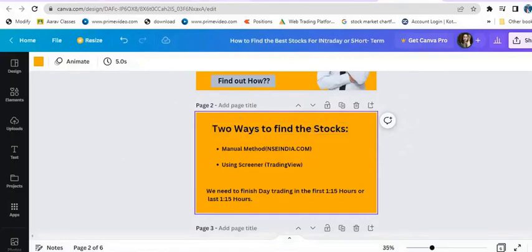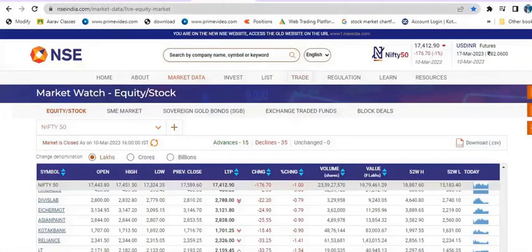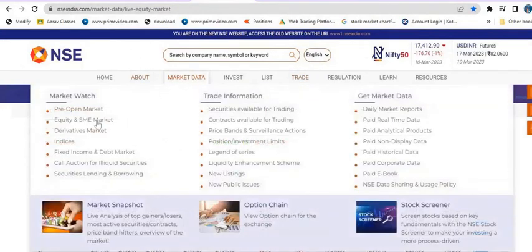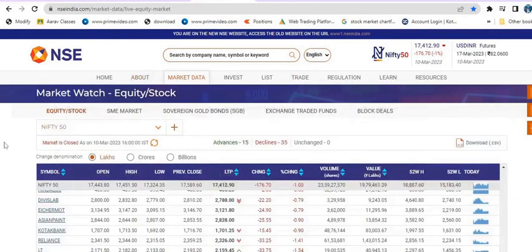In the first method, we'll visit nseindia.com. So this is nseindia.com. We find these stocks manually. Click on Market Data and select Equity and SME. By default, Nifty 50 will be selected. You can change the selection if you are particular about a different sector or the size of the company.